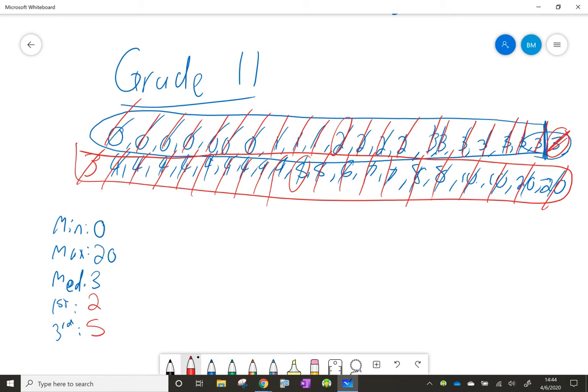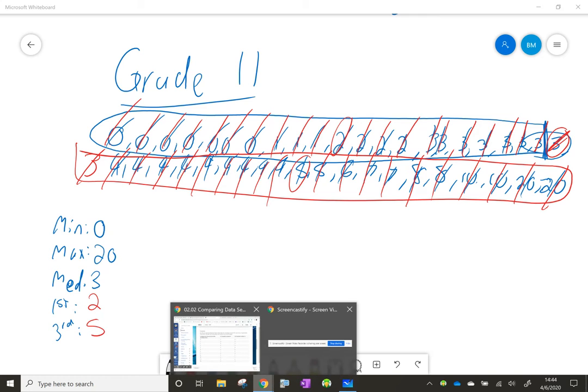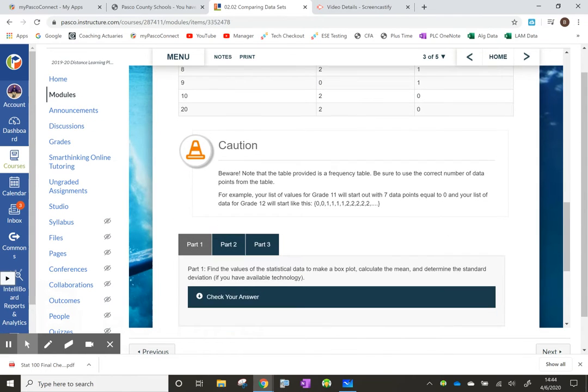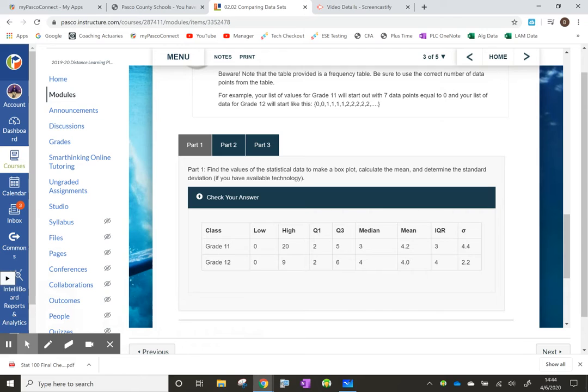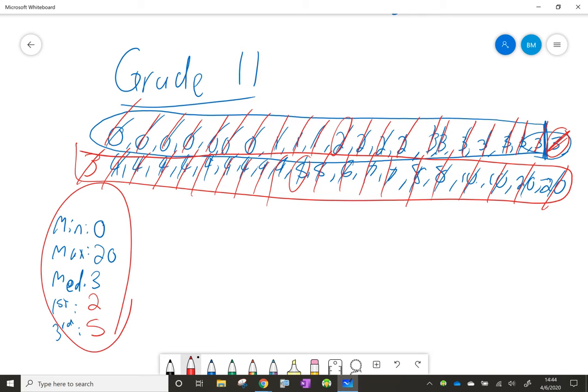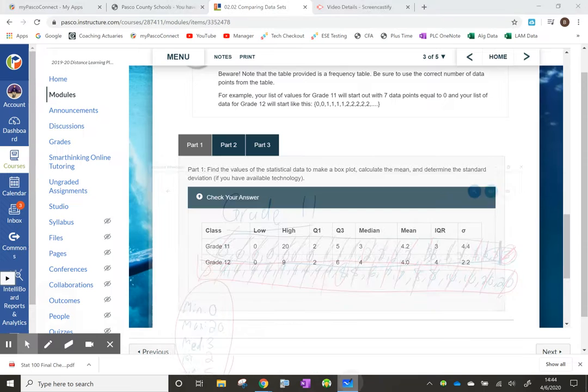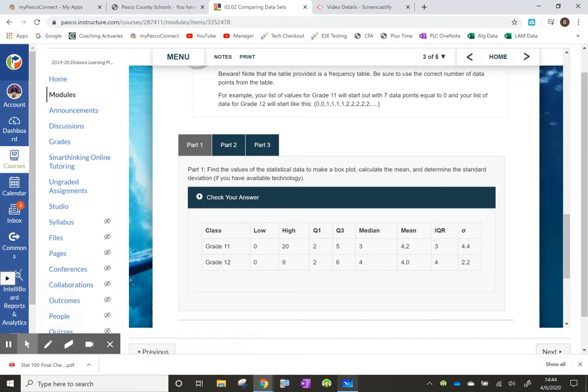That's our third quartile. Now let me double check that because it is a lot of numbers, and it's easy to miscount things. So what did they say here? They want us to find the box plot, so we find all those values. Our minimum was 0, our high was 20, our quartile 1 was 2, quartile 3 was 5, and our median was 3. That's exactly what we got, so we did that correctly. We'll make a box plot for that momentarily.